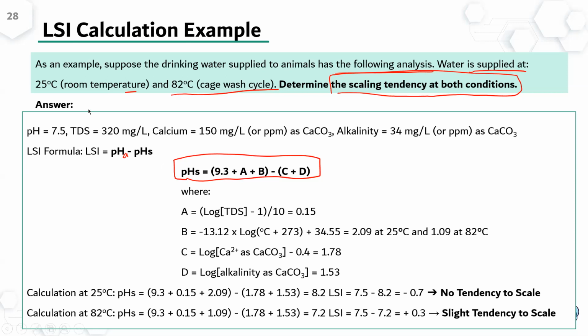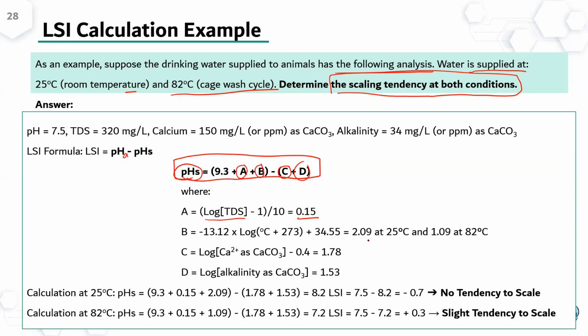This is the pH actual, 7.5. In these conditions we have the TDS, total dissolved solids, of 320 ppm, calcium of 150 ppm as calcium carbonate, and alkalinity of 34 ppm. Based on this, we need to calculate the pHs first. It depends on the parameters A, B, C, D, where A is the logarithm of the total dissolved solids, minus 1, divided by 10. With 320 ppm, you can just input the data and calculate it. We get an A value of 0.15.